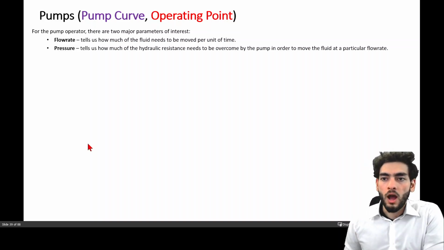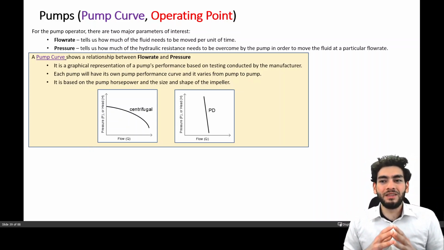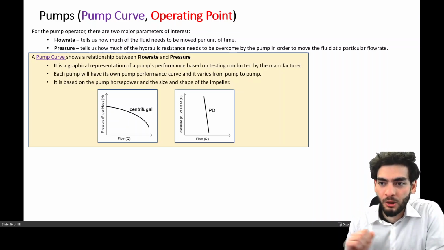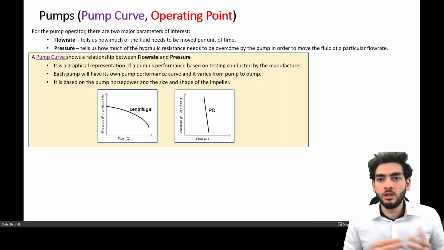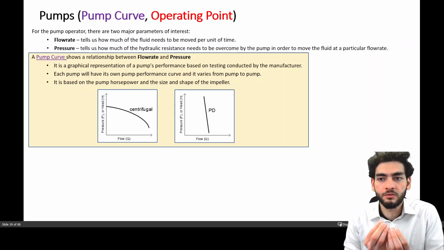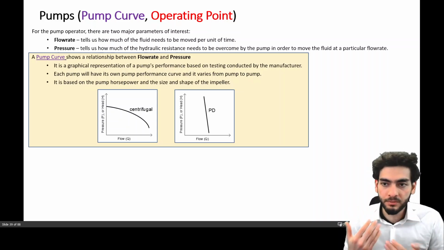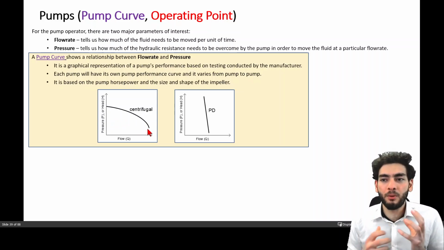So, a pump curve basically shows the relationship between the pump flow rate and the pump pressure. It's a graphical representation of a pump's performance based on testing that is conducted by the manufacturer themselves. So they provide you with a pump curve. And each pump will have its own pump performance curve, and it varies from pump to pump. And the pump curve is essentially based on the pump horsepower and the size and the shape of the impeller.